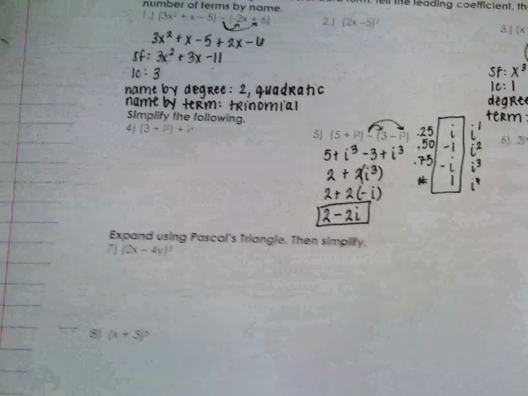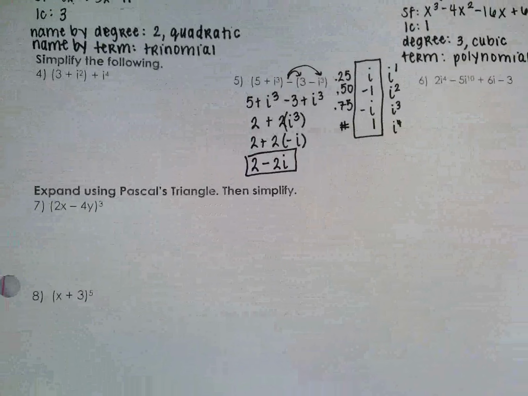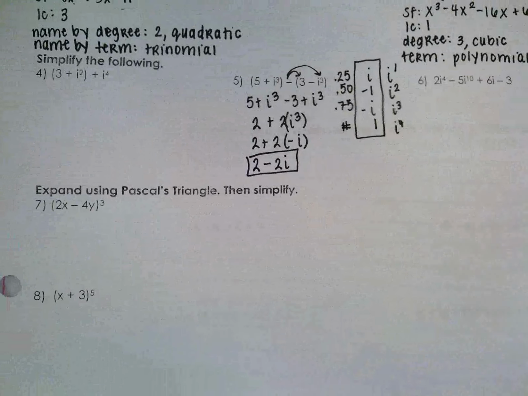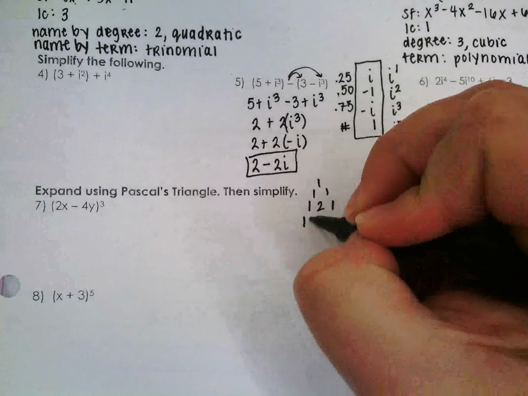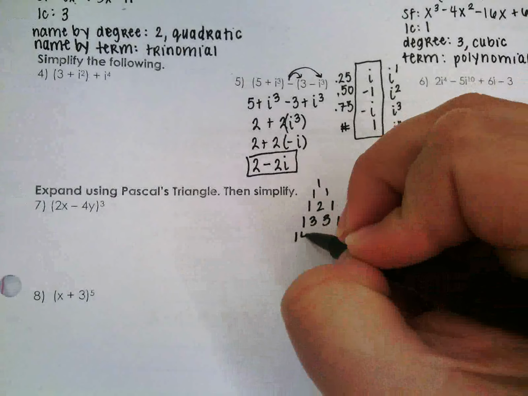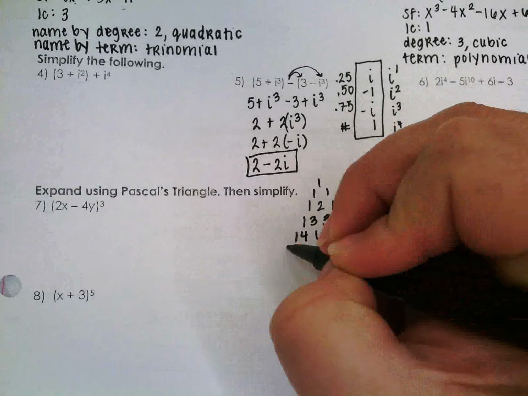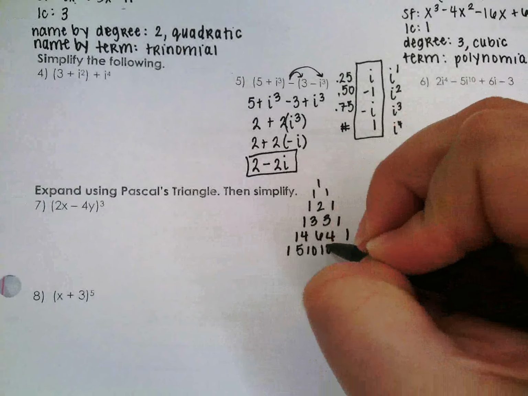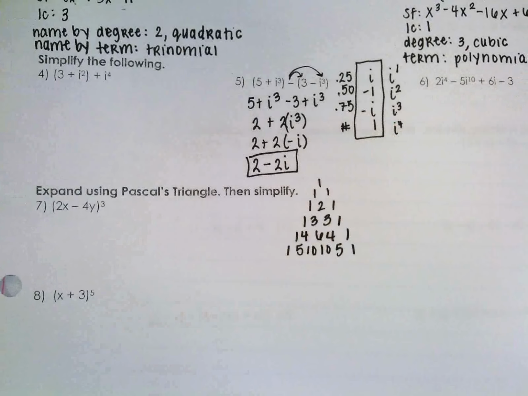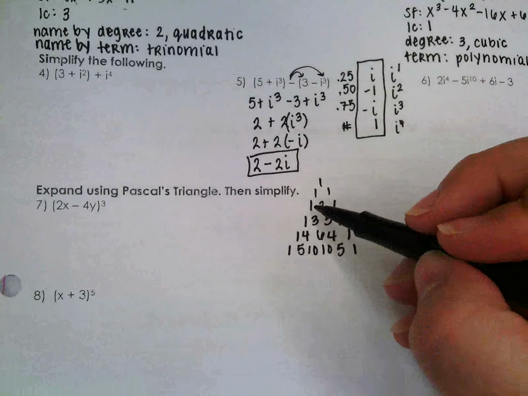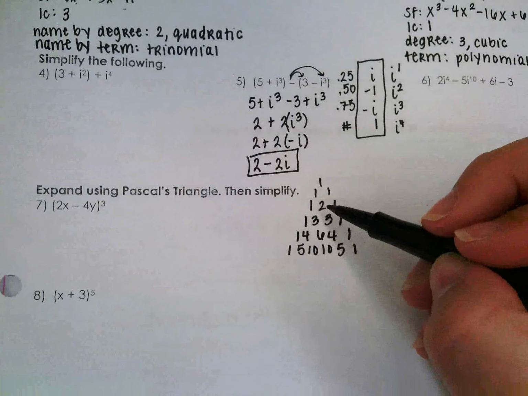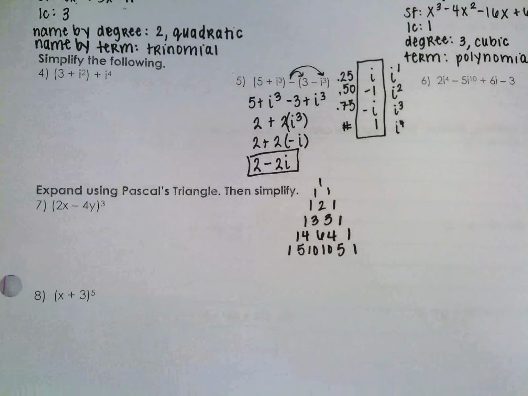All right, on number 7, it wants us to use Pascal's triangle. So Pascal's triangle is 1; 1, 1; 1, 2, 1; 1, 3, 3, 1; 1, 4, 6, 4, 1; and 1, 5, 10, 10, 5, 1. And we can build that just by adding the two terms on the top. So 1 plus 1 is 2. 1 plus 2 is 3. 2 plus 1 is 3, and so on and so forth.